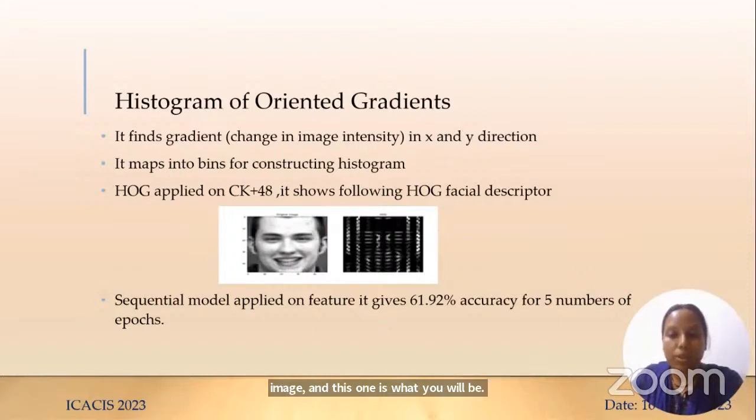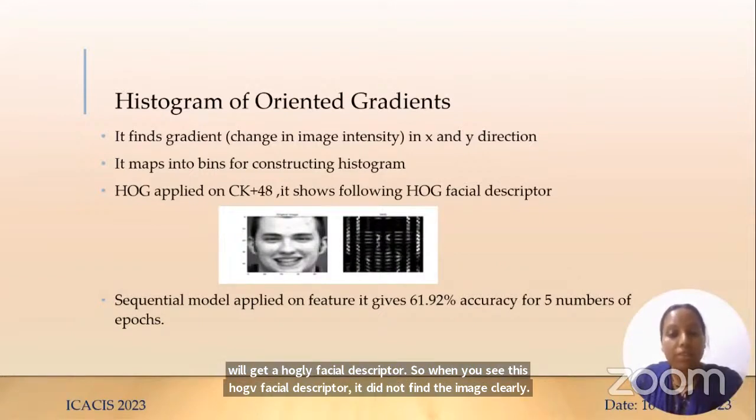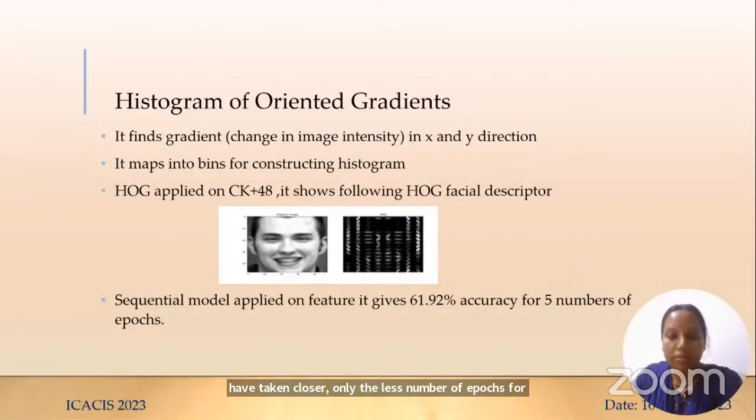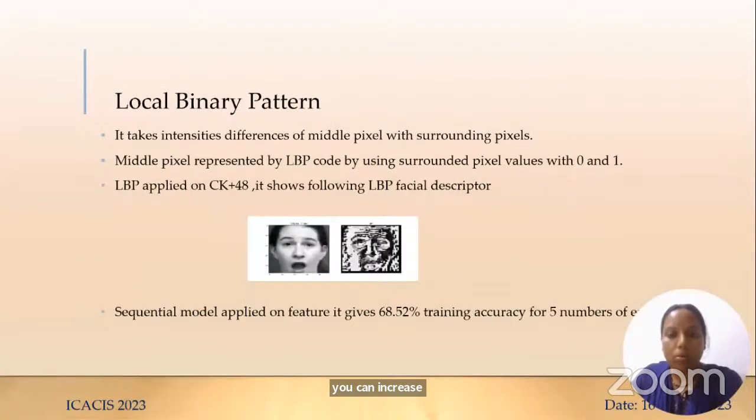When you see this HOG facial descriptor, we cannot find the image clearly. After this feature has been extracted, we apply the sequential model, and it gives only 61.92 accuracy for 5 epochs. I considered only a small number of epochs to easily execute my first sequential model. You can increase the epochs also.